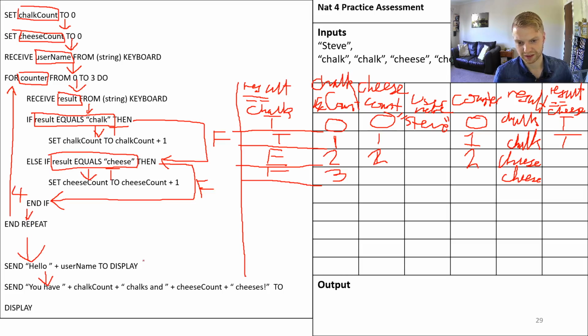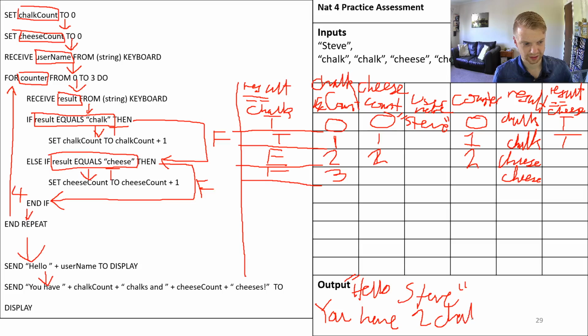We go down here. Send hello username. So we go hello Steve, because we typed in Steve earlier, and it will say you have chalk count, so 2 chalks and 2 cheeses. And that is the program. So good luck programming it, I guess. Right, bye.